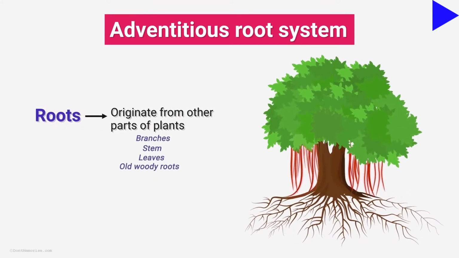Any idea what these string-like structures are? Well, these are actually the roots. Yes, a banyan tree like this one has these string-like structures. These are the prop roots which arise from the branches. These roots are called aerial roots, which are a type of adventitious roots. As we can see here, the roots arise from the aerial parts, the branches.